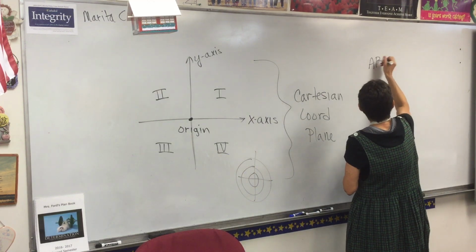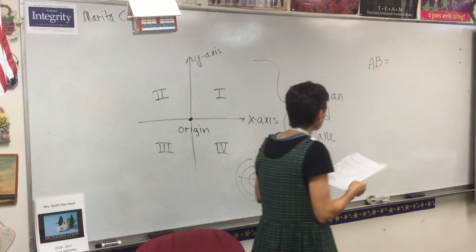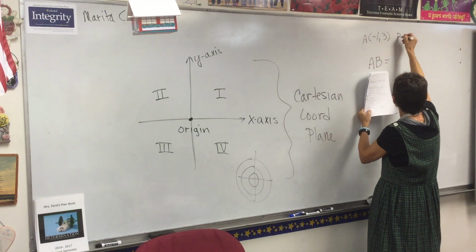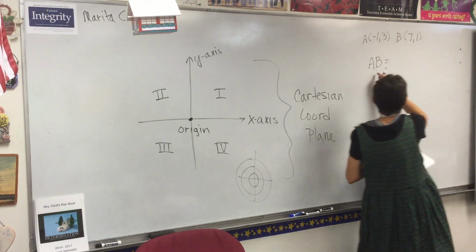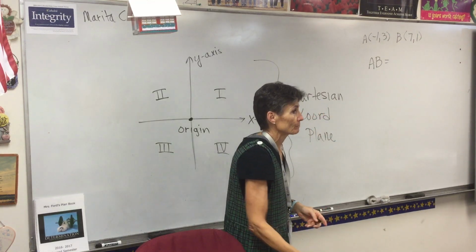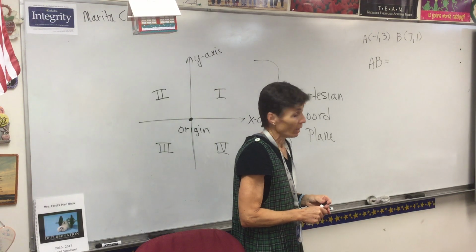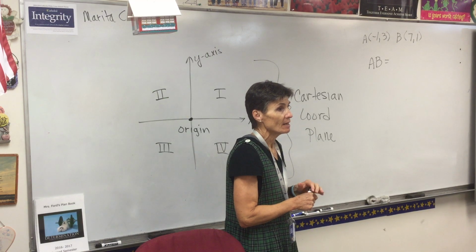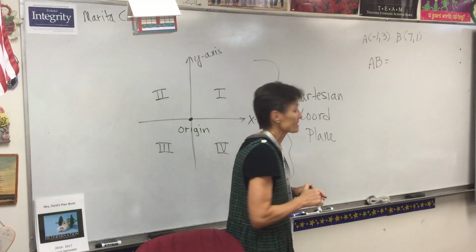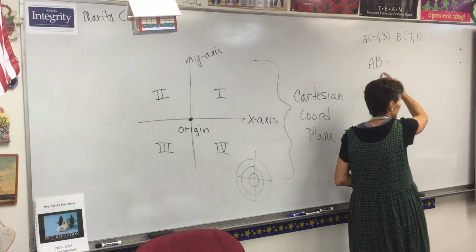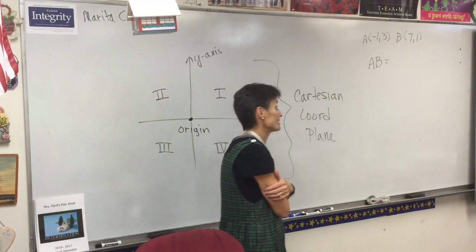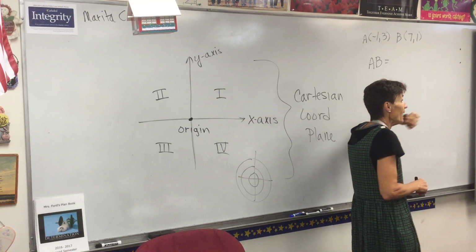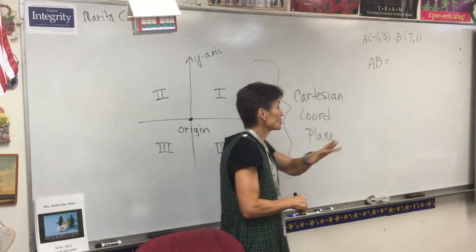Anybody have an idea what we mean by this notation right here? We've been given a couple of points, a couple of ordered pairs. Does anyone know what that stands for? Well, it has to do with the line from A to B. Actually, it has to do with the segment from A to B, but it's actually the distance. This is actually the distance from A to B. So you are being asked for a number. This is just going to be a number, like 10 or the square root of 17.